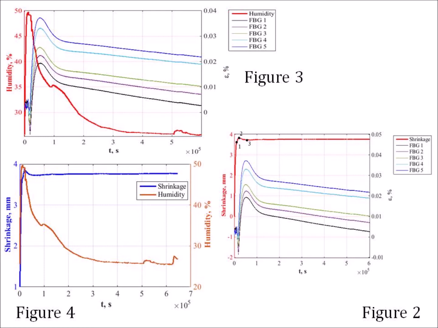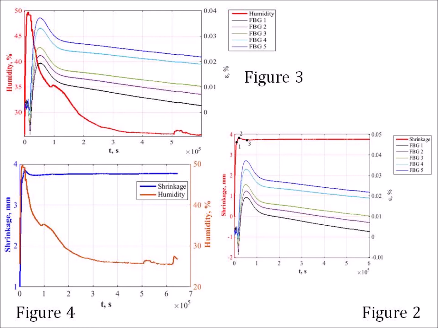The autogenous shrinkage of the sample occurs as a result of hydration of the concrete mixture and the accompanying exothermy. This stage is shown in Figure 2 and corresponds to points 1 to 3 on the shrinkage graph. It should be noted that at the stage of capillary shrinkage, the fiber-Bragg grating sensor didn't show any significant change in the sample strain, which is understandable.